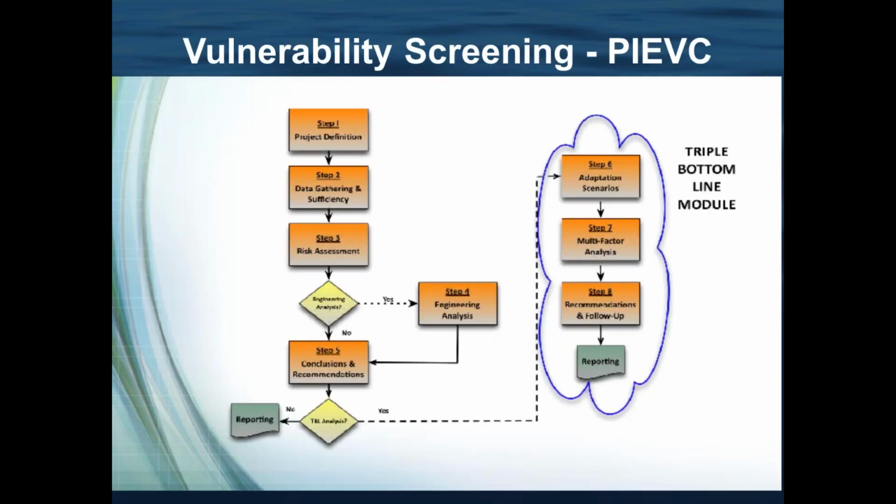This is a quick look at the PIEVC process. It's a 5-step process. It's not anything magic. You set up your scope, you gather your data, you do your risk assessment according to the protocol that's been there. You may wish to do some additional detailed engineering analysis, and then you document the whole thing. There's also an offshoot where you can do a triple bottom line to see how various options might stack up.